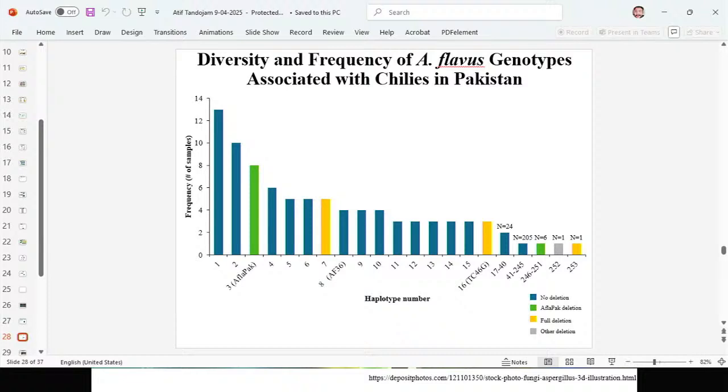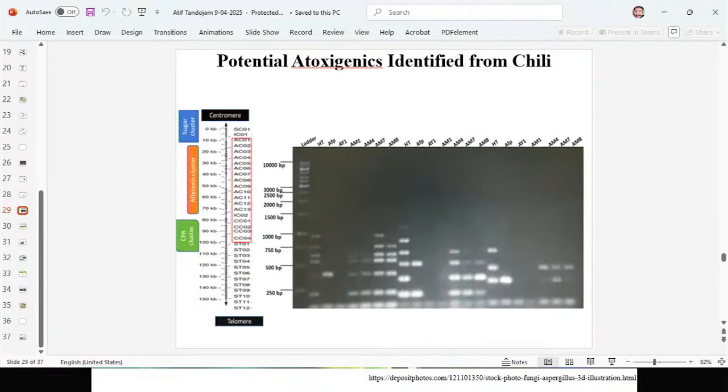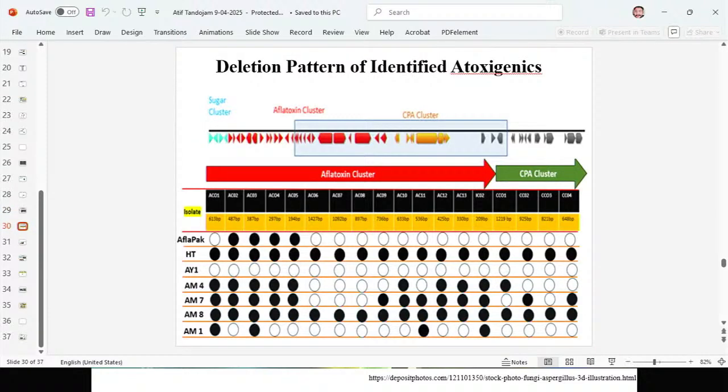Next, please. This is just a gel picture. As I've told you, there are markers throughout the aflatoxin gene cluster, and when you do PCR, you can see that different markers are missing. So we identify them and we prepare the biopesticide. Next, please. This is just a deletion pattern.